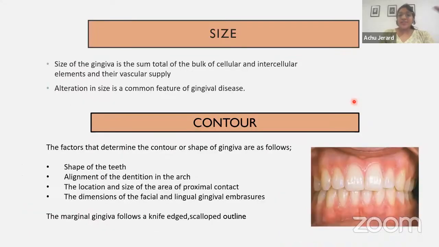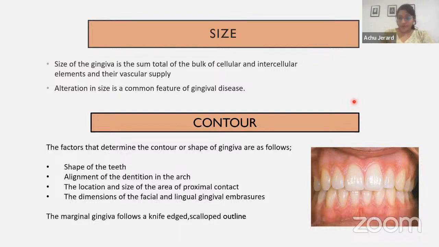And now the size. The only question that has been asked on size is regarding the definition. The sum total, you should know what the size means. It is a sum total of the cellular and intercellular components and their vascular supply of the gingiva. That is what is meant by the size.